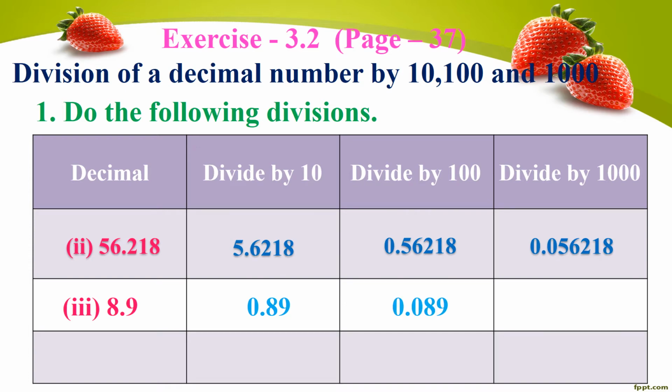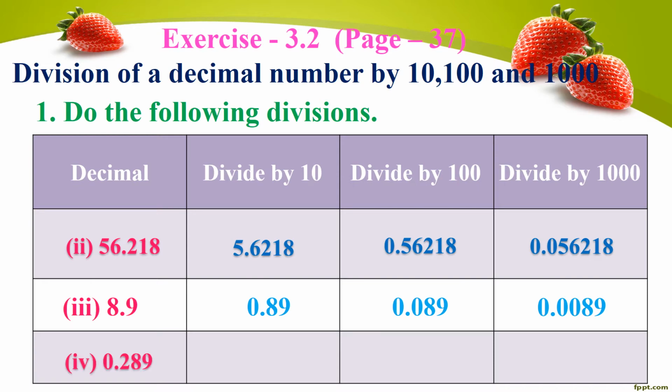0.089. Now we have to divide 8.9 by 1000. There are 3 zeros, so we have to shift 3 places to the left. As I told you already, there is only one digit, which is 8. We have to move 3 steps. So we have to add 2 zeros before 8 and we have to shift the decimal point 3 steps to the left. On doing so, we get 0.0089 as a result.